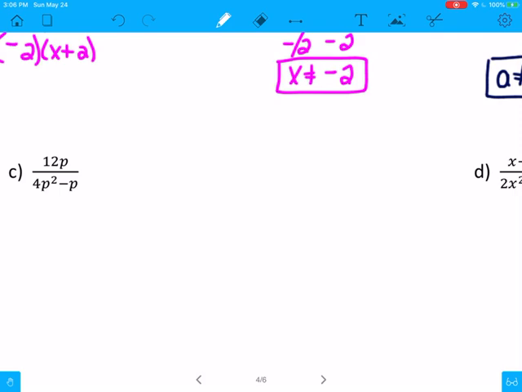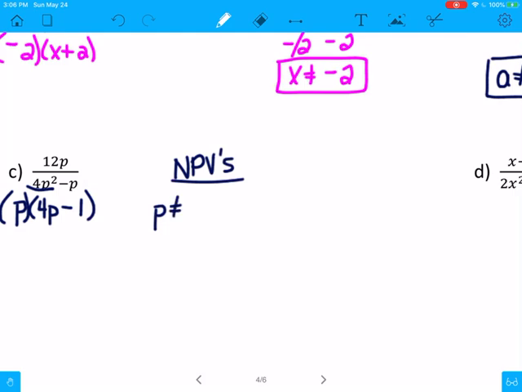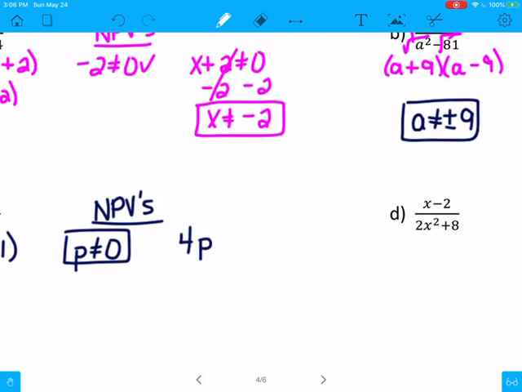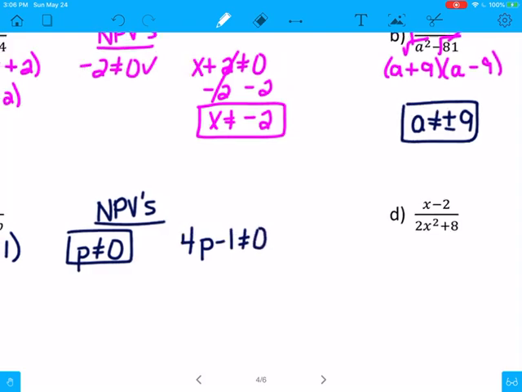C, I have 4p squared minus p in the denominator, so I'm going to take a p out, because I check for GCFs first. When I take a p out of 4p squared, I'm left with 4p. Minus p divided by p is negative 1. And the p is in its own brackets, so when I go to do my NPVs, I have two sets of brackets, so I'm going to have two NPVs, unless one of the brackets just has a number in it. So I'm going to do p cannot equal 0. That one's done. And then I do the other bracket, 4p minus 1 cannot equal 0, because that's my other bracket.